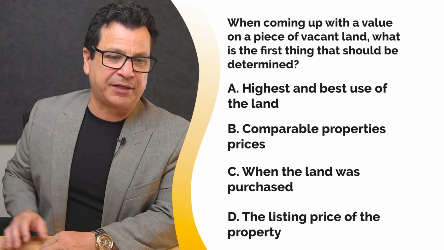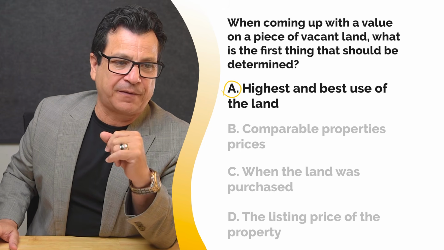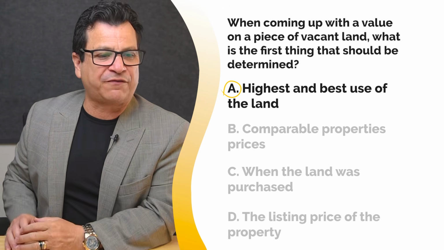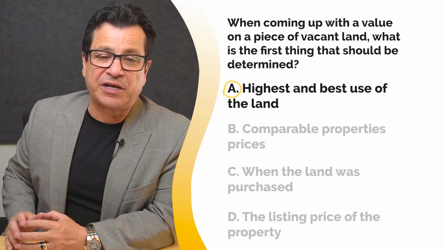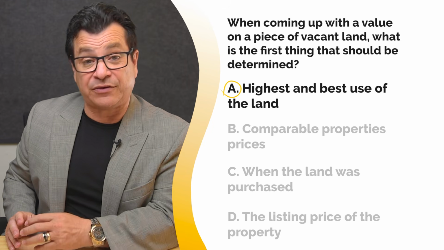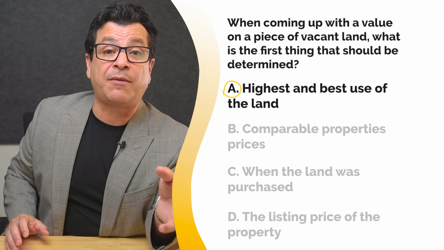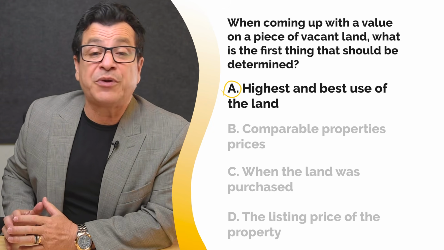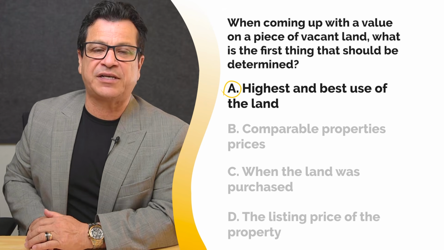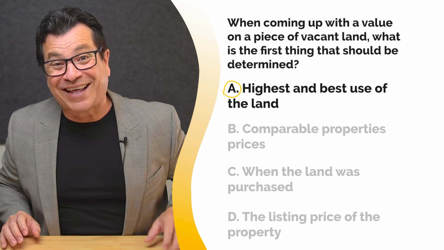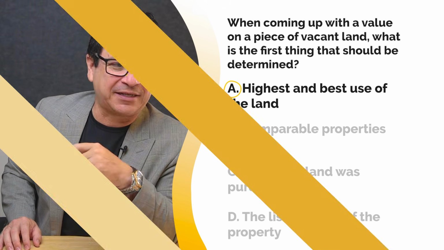The answer will be A, the highest and best use of the land. Explanation: the appraiser will first determine the highest and best use of the land when appraising vacant land. And it makes sense. If the land is zoned for a particular reason and it can create revenue, it's going to be worth a lot more than a piece of land that can only be used for agricultural. So they take all that into consideration. When it comes to vacant land, or dirt, as I like to call it, the first thing we want to understand is the highest and best use of that land. Let's move on.